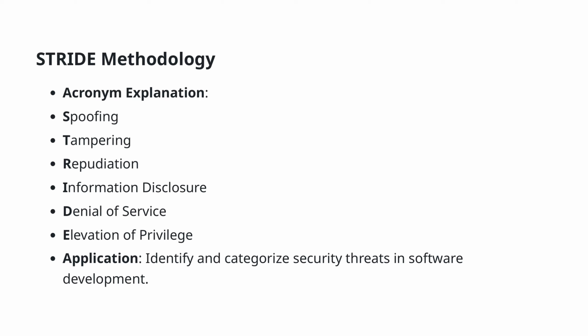Finally, elevation of privilege occurs when a user gains higher access levels than permitted, potentially compromising the entire system. By categorizing threats using the STRIDE model, software development teams can systematically identify and address security vulnerabilities, enhancing the overall security posture of their applications.